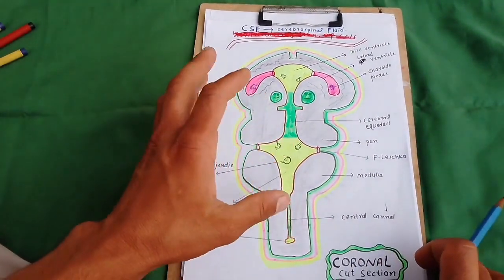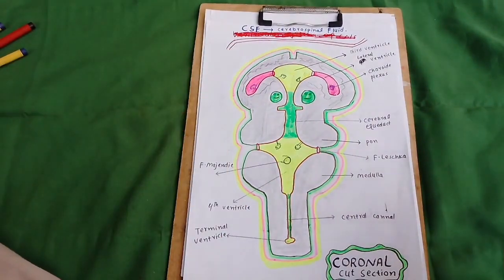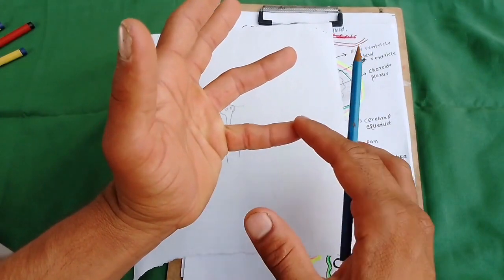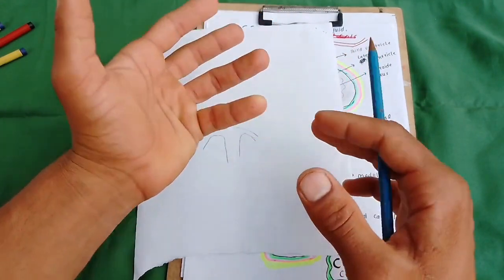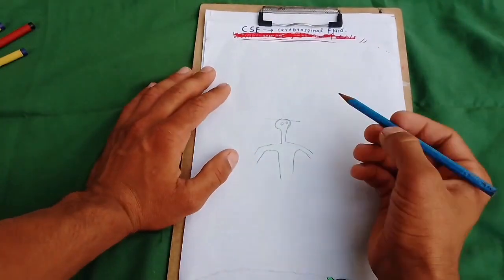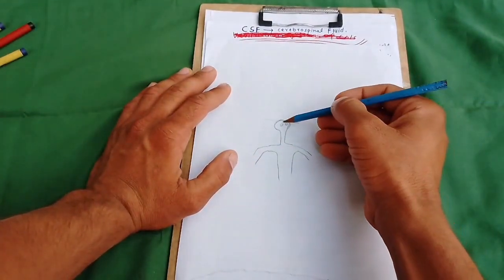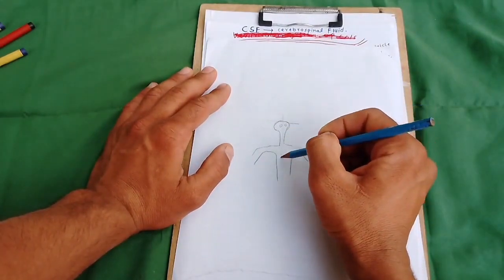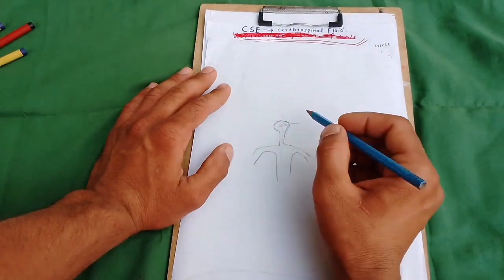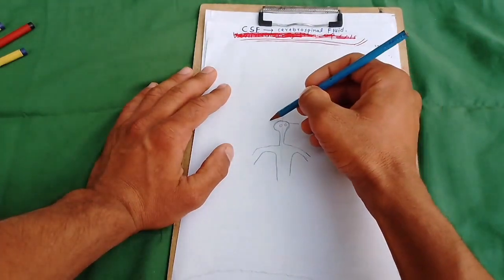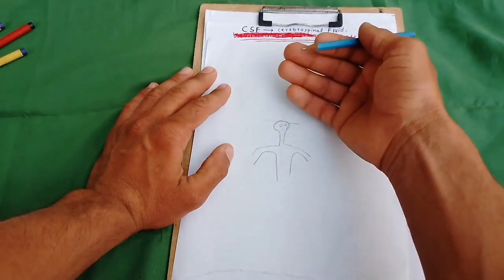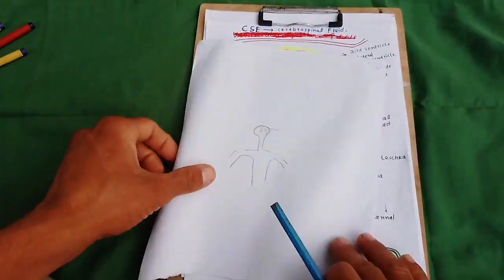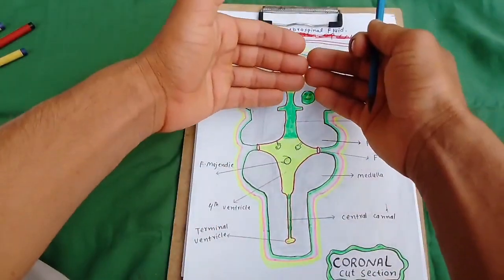But what is meant by coronal section? Coronal plane. What is meant by coronal plane? That plane which divides the body into posterior and anterior sides. Suppose this is a man. When I cut the body this way, we divide the body into right and left sides. This is the median plane, the median cut. But this is the coronal cut, which divides the body into the anterior side and posterior side. This is the coronal cut of the brain.